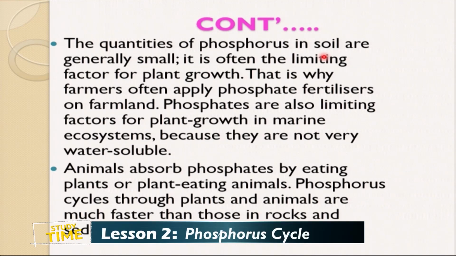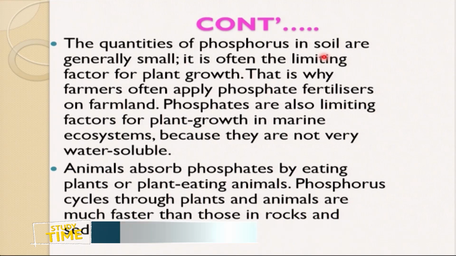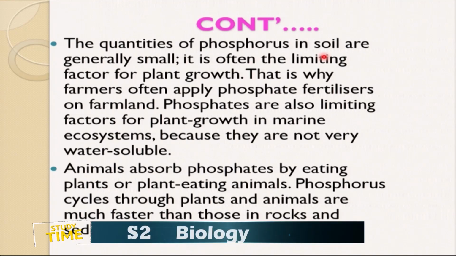Animals absorb phosphates by eating plants. Animals need phosphate because it is a building block of the DNA structure and RNA structure, the cell membrane as well, and also energy production. So animals can get phosphate as an essential element of the body through eating plants, and carnivores through eating the plant-eating animals. Phosphate cycles through plants and animals much faster than it does in rocks and in sediments.